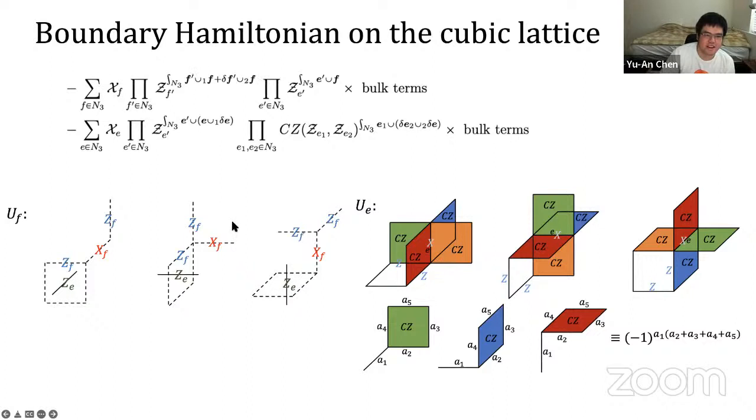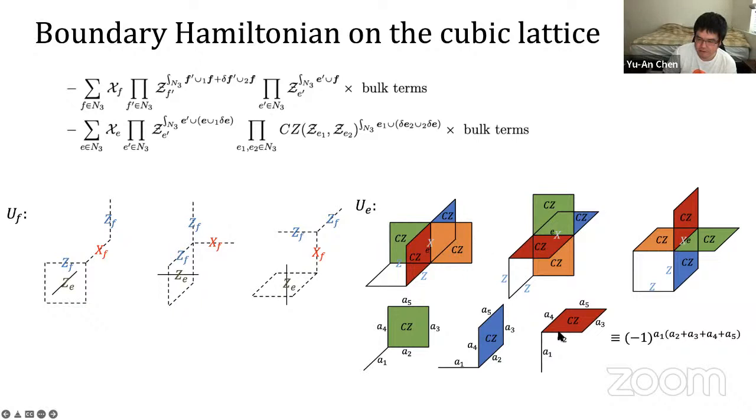The first line here, I draw it on the left. We have already seen this kind of operator before. This is just some fermionic hopping. So the XF will anti-commute with the ZF somewhere. So this is the hopping of a fermionic particle. Here, the UE is the loop excitation.